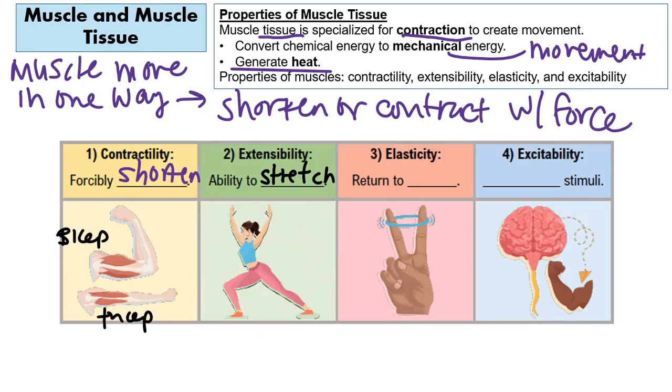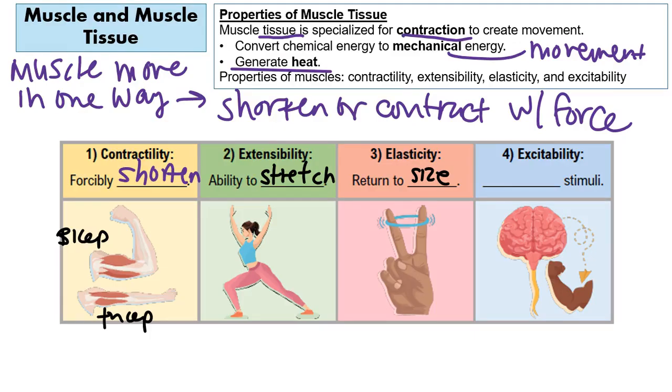So we want to make sure that the muscle can return to its original size, giving rise to the property of elasticity. So you see this rubber band here, you can stretch it and it'll go back to its original size. When you stretch or contract a muscle, it returns to its original size as well. Another property that's very important.